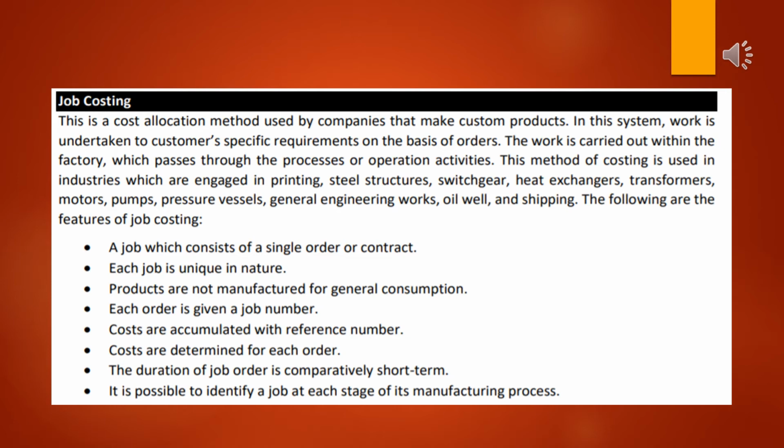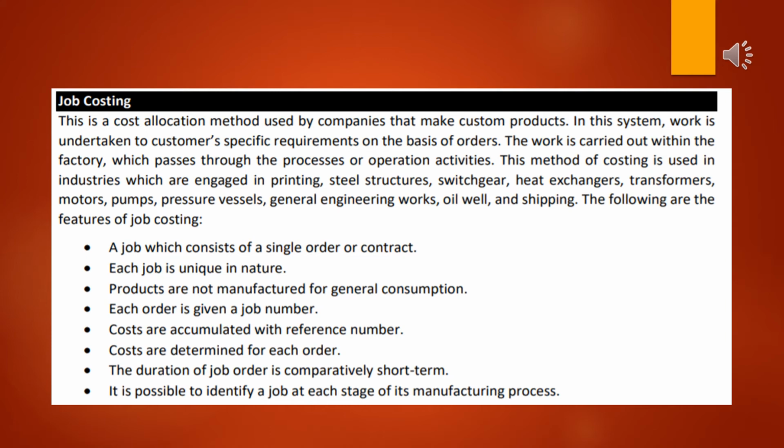Products are not manufactured for general consumption. Each order is given a job number kasi nga they are separate and distinct from each other. Okay? Costs are determined for each order. Therefore, kada order natin or kada customized products natin, they have also direct materials, labor, and overhead which are separately recorded. Okay, the duration of a job order is comparatively shorter, and it is possible to identify a job at each stage of its manufacturing process. So remember, job orders are customized products.